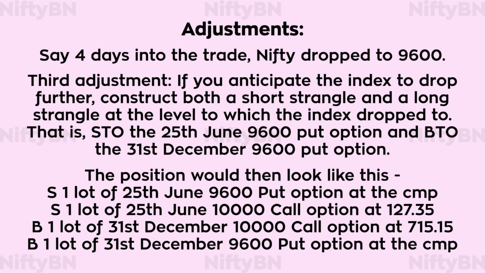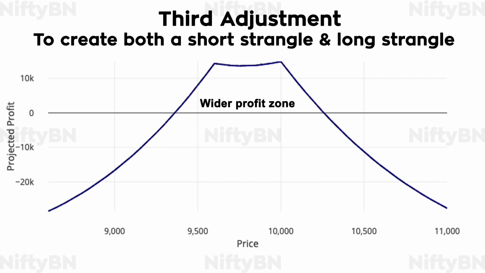Sell one lot of 25th June 9600 put option at the current market price on that day. Sell one lot of 25th June 10,000 call option at 127.35. Buy one lot of 31st December 10,000 call option at 715.15. Buy one lot of 31st December 9600 put option at the current market price on that day. This creates a short strangle position and a long strangle position at the strike prices 9600, 10,000. The short strangle and long strangle combination creates a wider profit zone.